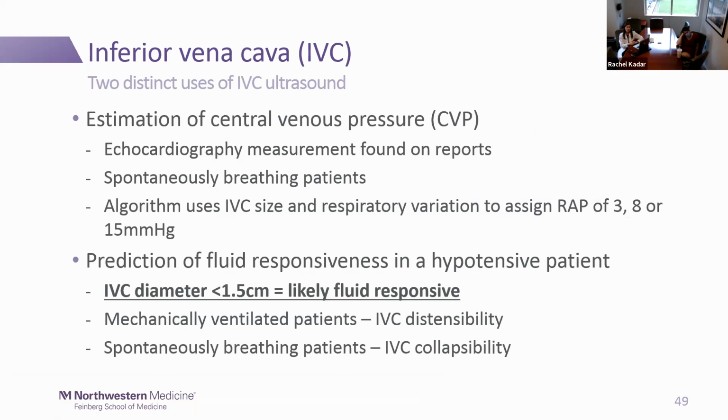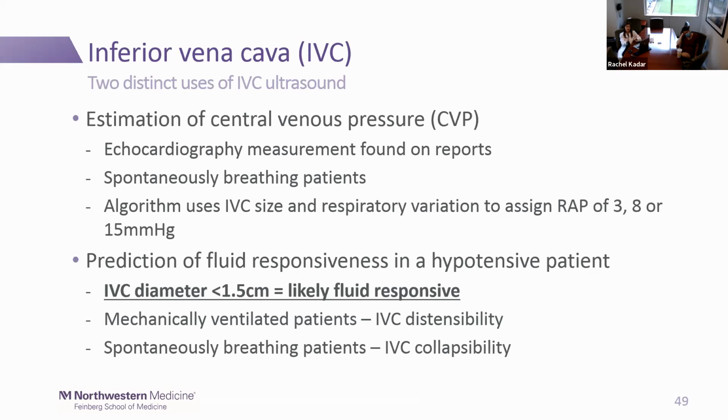So if you note, for estimation of CVP, this is a measurement that the ultrasonographers do when they do an echo, and they put this on their echo report. And this method of evaluating CVP is in spontaneously breathing patients, because that's what the literature supports. And they basically use an algorithm where they take into account the size of the IVC and the respiratory variation. So does it collapse when the patient does a sniff test when they breathe in? And it assigns a right atrial pressure of 3, 8, or 15.